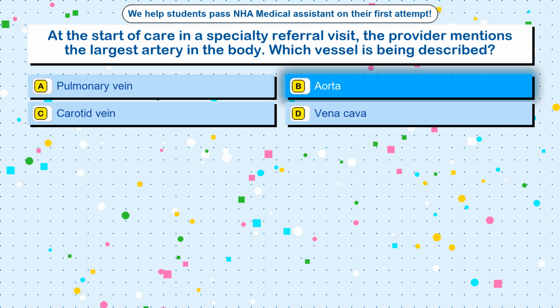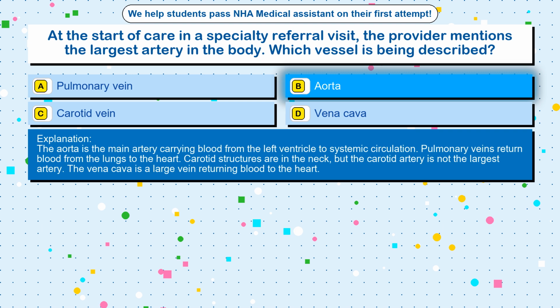Aorta. The aorta is the main artery carrying blood from the left ventricle to systemic circulation. Pulmonary veins return blood from the lungs to the heart. Carotid structures are in the neck, but the carotid artery is not the largest artery. The vena cava is a large vein returning blood to the heart.